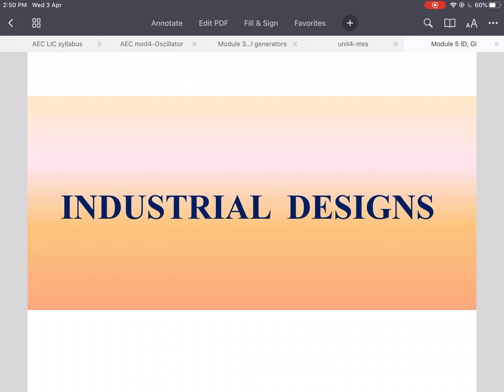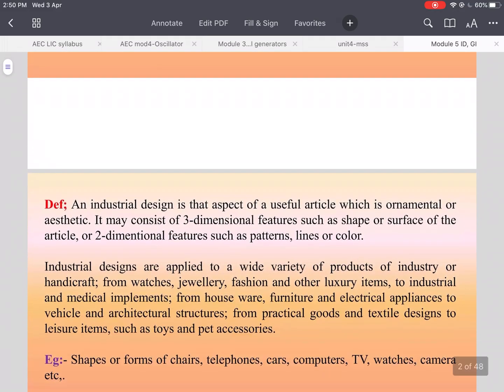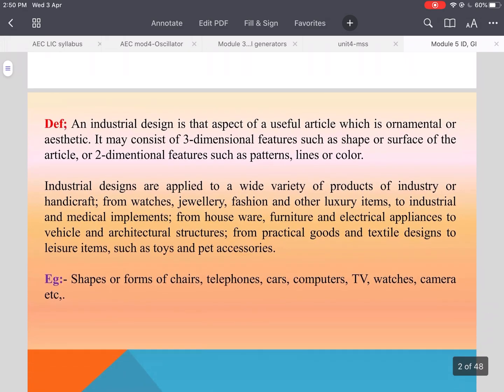In this video, let us understand the concept of industrial design protection. This is one of the types of IPs. What do you mean by industrial design? Industrial design is the aspect of a useful article which is ornamental and aesthetic in nature. It might contain a two-dimensional or a three-dimensional representation.